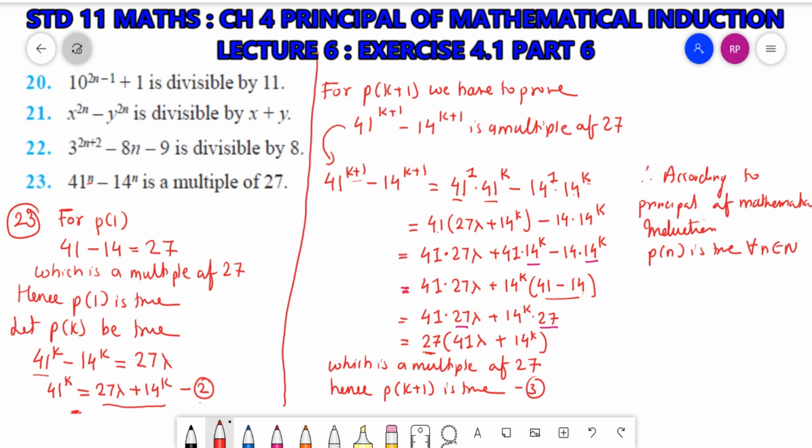So here also first I prove that P of 1 is true, assume P of k is true, and got an equation. Now we need to replace this 41 raised to k in our further step. For P of k plus 1 we need to prove this. So I separated it and I got 41 raised to k. And this was from equation 2. Finally I got that it is a multiple of 27. So this was about question number 23. So just note it down.